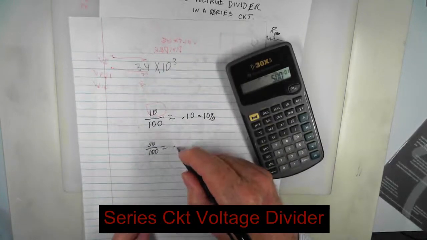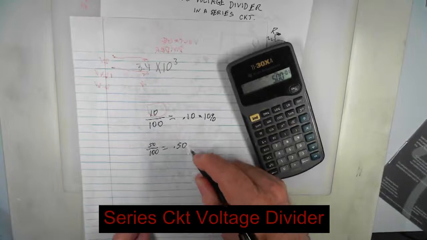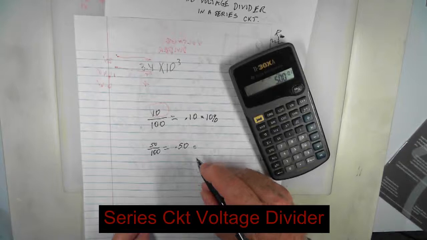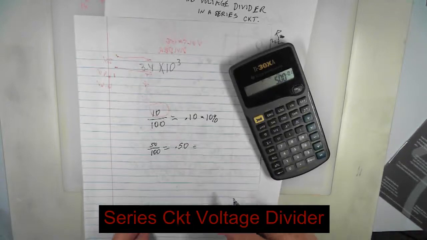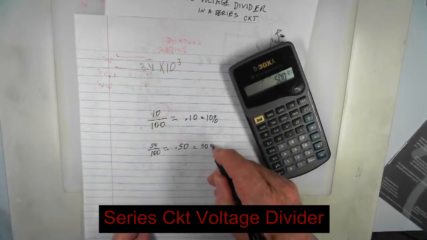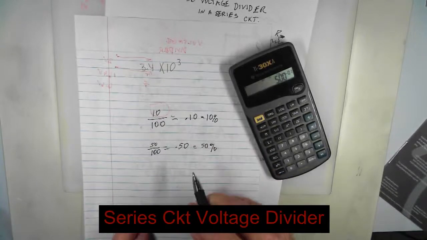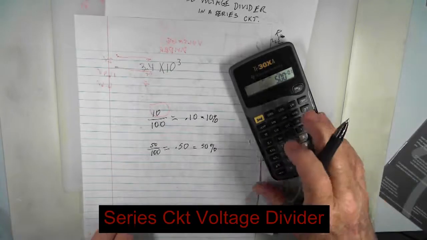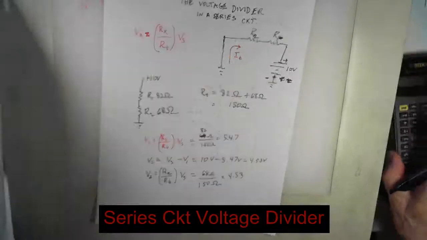Decimal point 0.50, which in this case is 50 cents, and we all know what 50 cents is. 50 cents is 50% of $1. Okay, now that we have established that, let's look again at the formula.